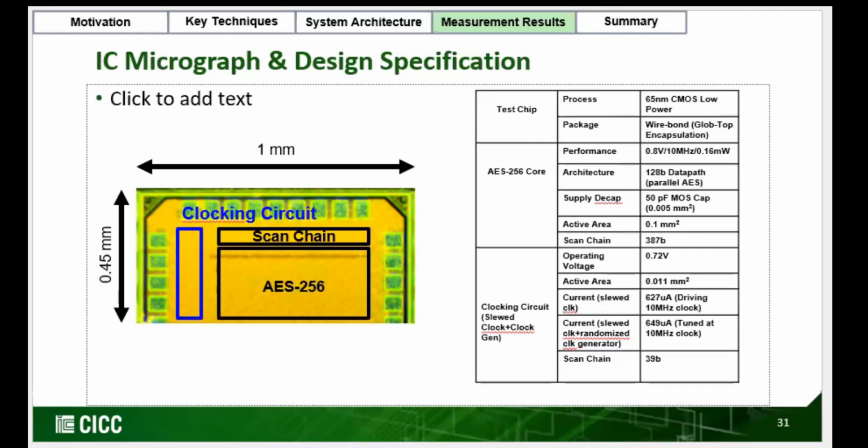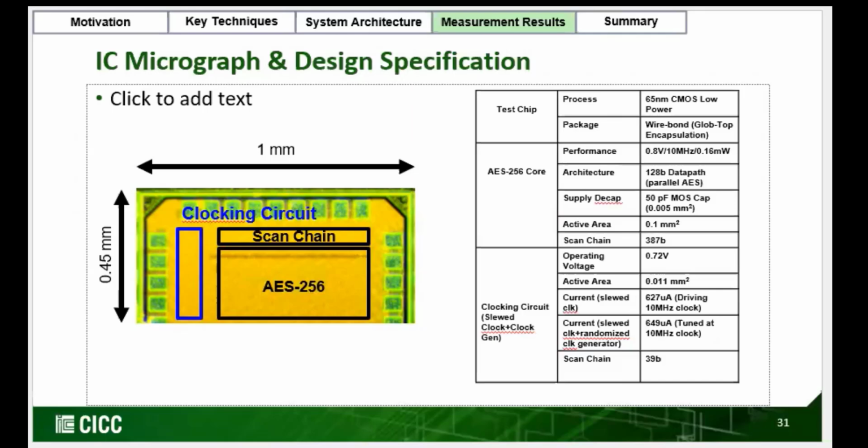We operate our IC at 0.8 volt and 10 megahertz, and it consumes around 16 milliwatt power. As a supply decoupling capacitor, we are using 50 picofarad MOSFET. The total area of this circuit is 0.1 millimeter square. We use a 387-bit scan chain to configure AES with different plain text and key.